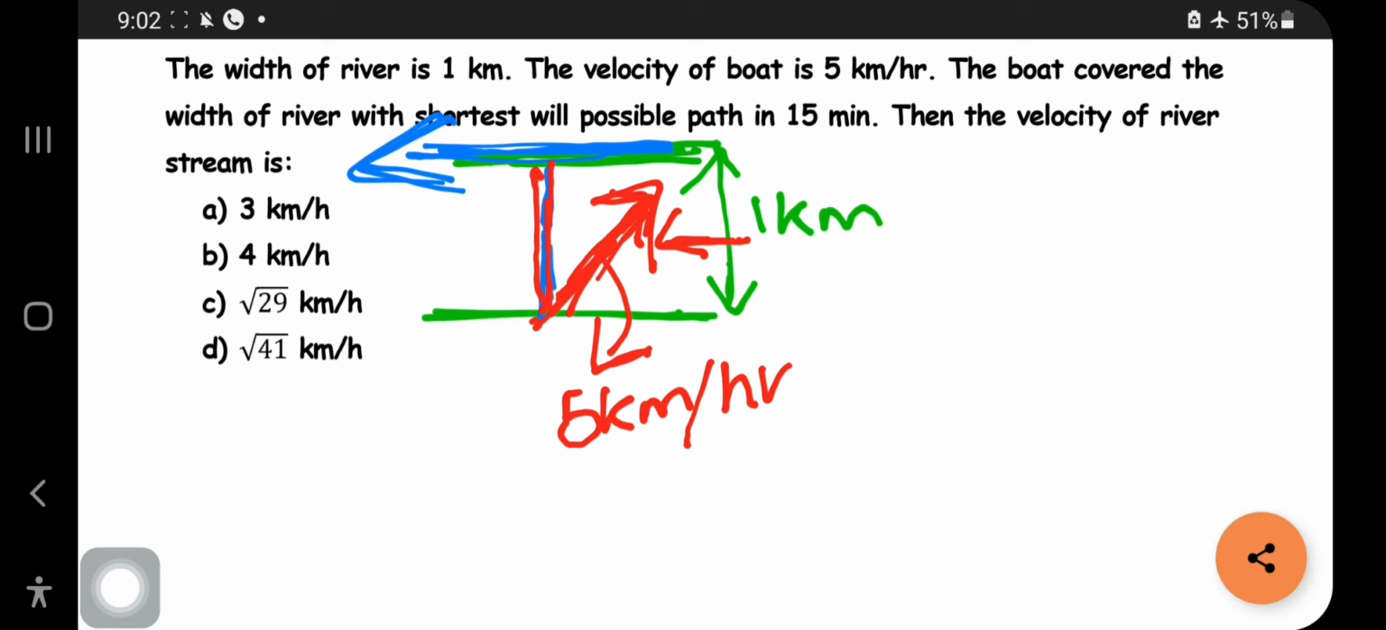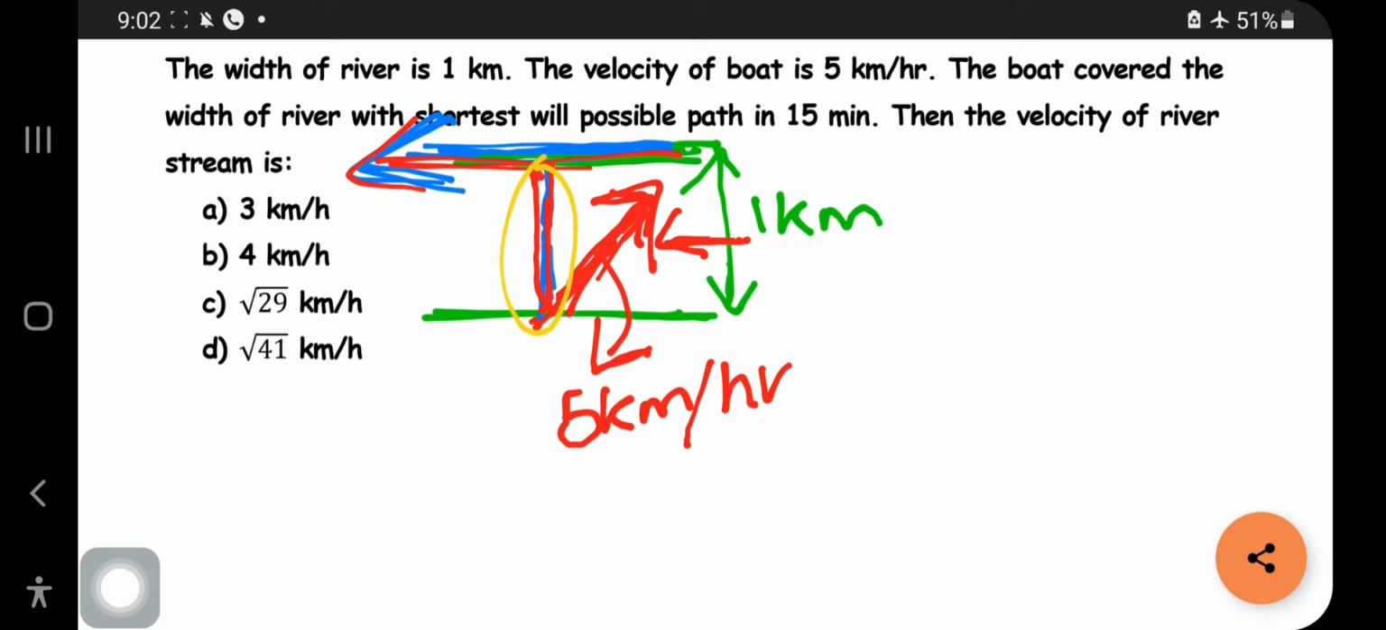Next thing is 15 minutes. Then the velocity of the river, of the stream, is... So what we should do is find this velocity, so that we can find this vector quantity. So what we should do is find this one.